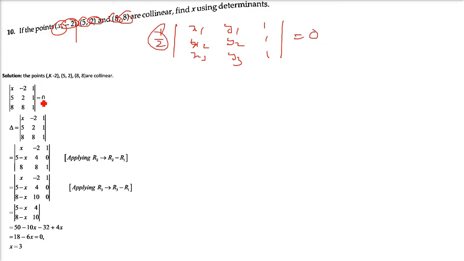So half cannot be 0. So just do R2 minus R1 and R3 minus R1, and you will get 2 zeros. When you solve it, x is going to be 3.